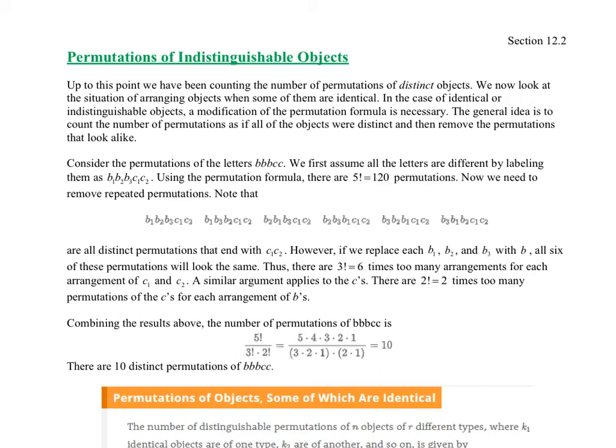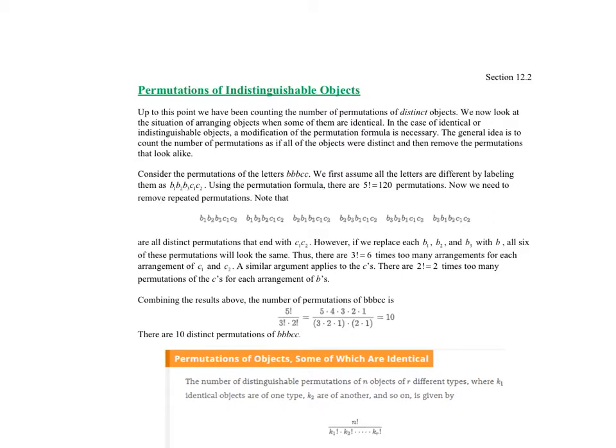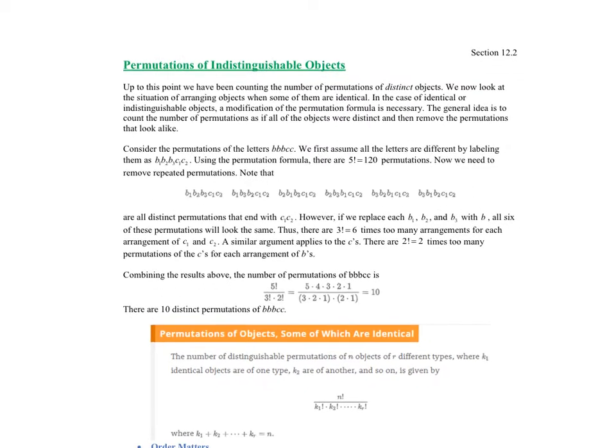Alright, so what if there is repetition allowed? That's what the next one is. When order matters, we want distinct objects, but repetitions allowed. So I want you to go ahead and read this page first, and after you've read it, I'll break it down for you. So take a minute now, go ahead and pause the video, and read this page for me.